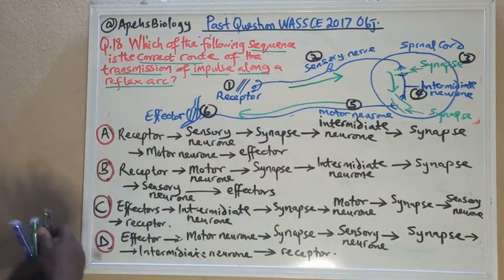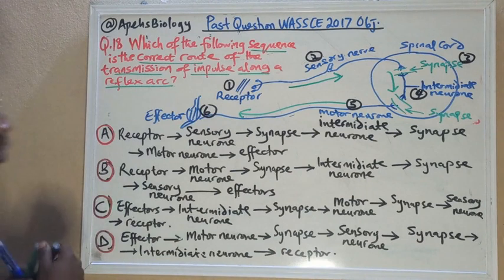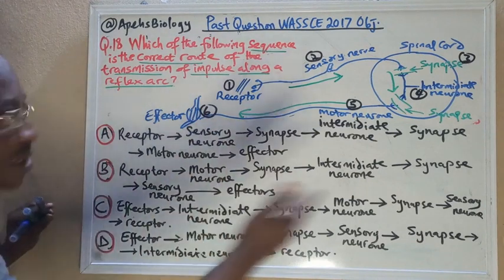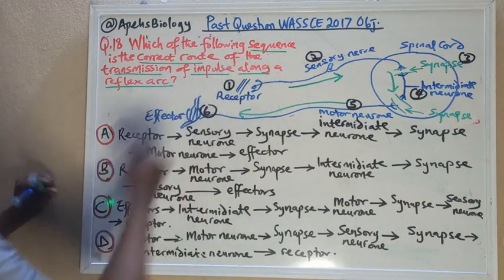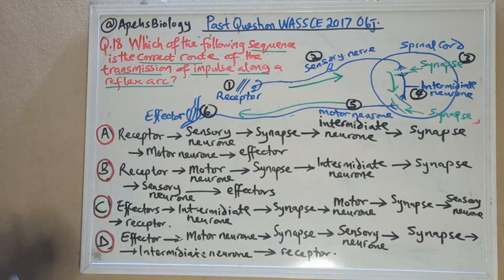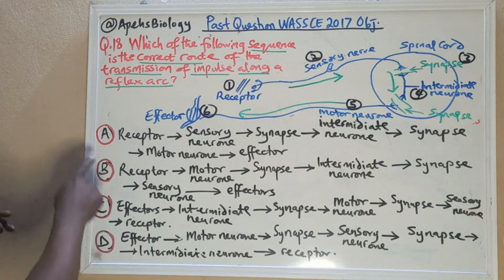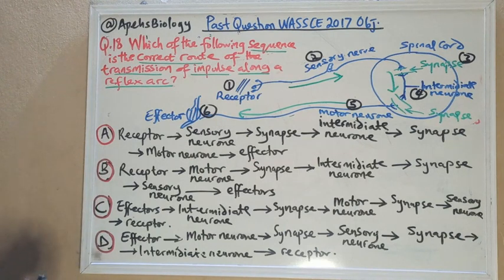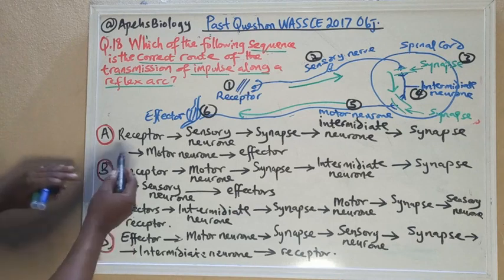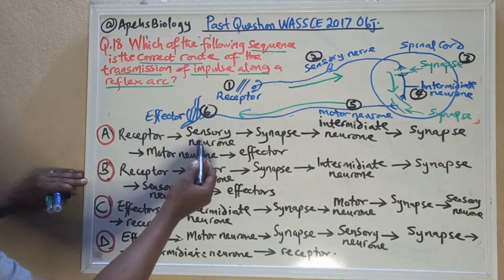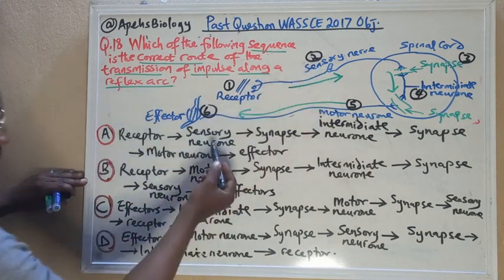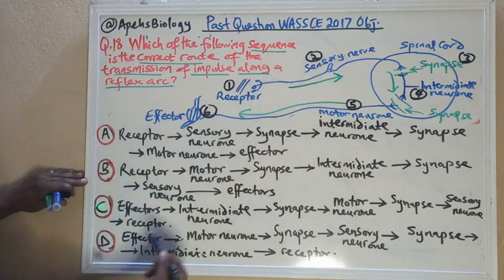Now the question says, which of the following sequences, step by step, is the correct route of transmission of impulse along a reflex arc? Now look at the options very well. You will notice which of them starts with receptor to sensory nerve. Let's look at them. Option A. Let's see whether it's correct. Option A says receptor. We have receptor there. B, sensory neuron. Correct. Same thing as sensory nerve.